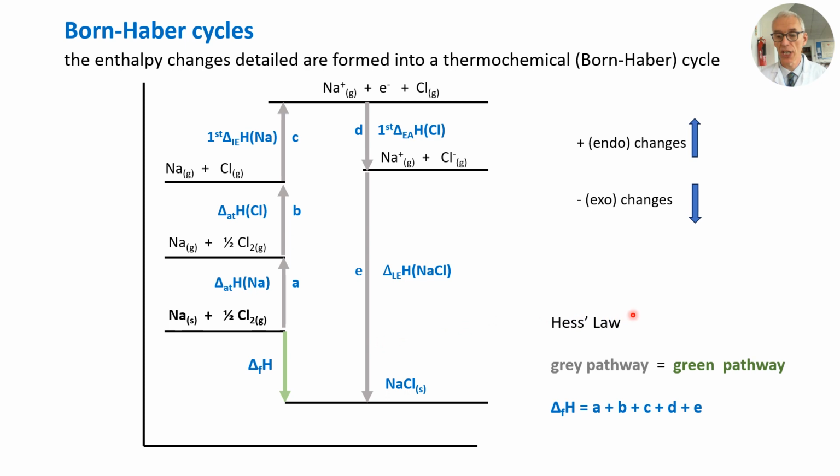Now, we can use Hess's law to equate this green pathway to A plus B plus C plus D plus E. So the grey pathway must be equal to the green pathway. So delta HF, the enthalpy change of formation, is A plus B plus C plus D plus E. That would be applying Hess's law to ionic lattice formation, that is the construction of a Born-Haber cycle. So we're now going to try and use it to solve a problem.